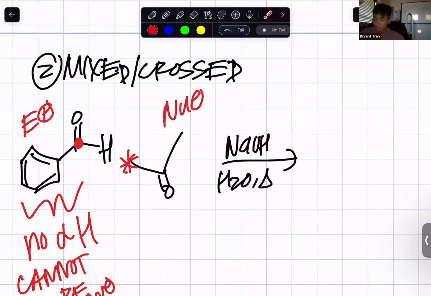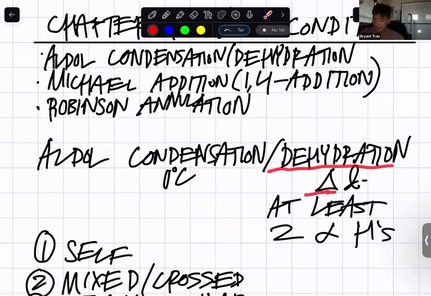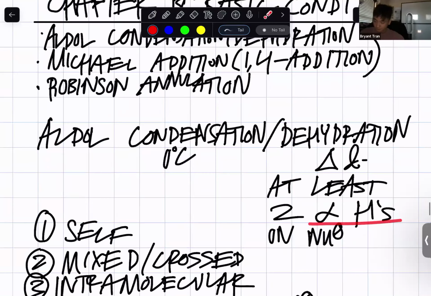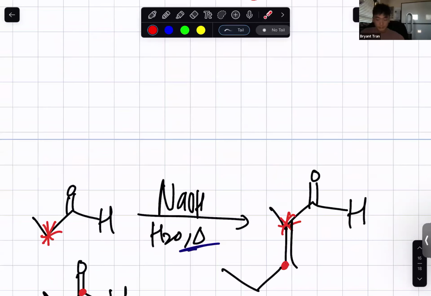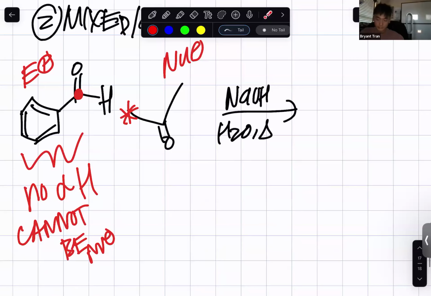Which is what we also summarized here. For aldol dehydration, you need heat and at least two alpha protons on the nucleophile, which is the enolate ion. And in this case, we do have at least two alpha protons. We have three, so we can do aldol dehydration here.